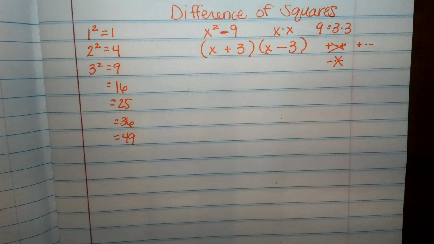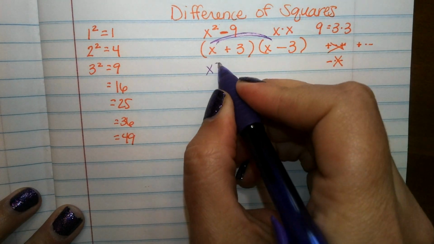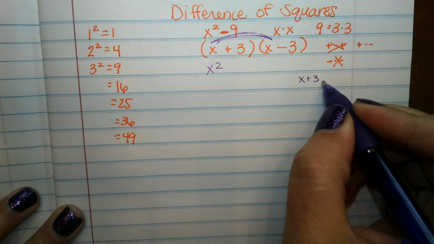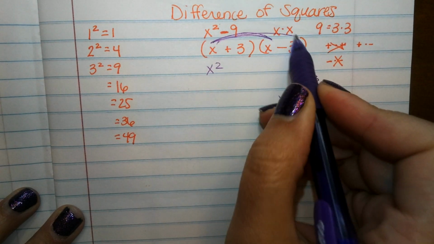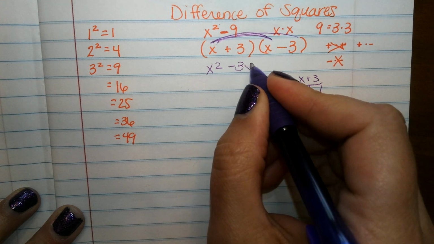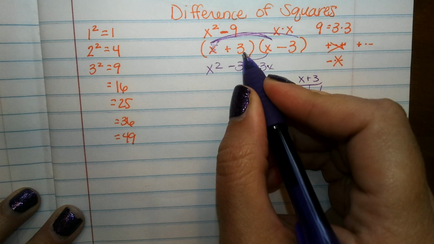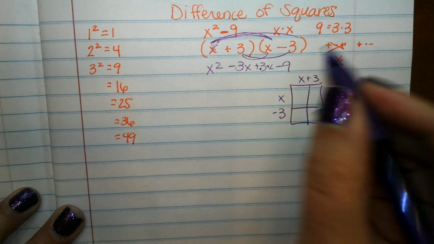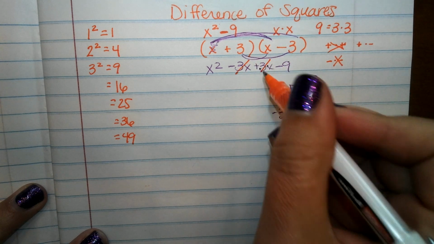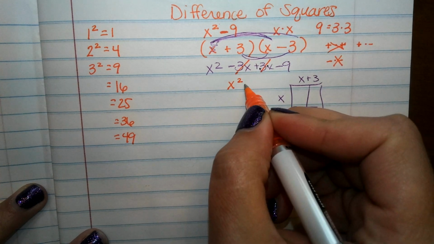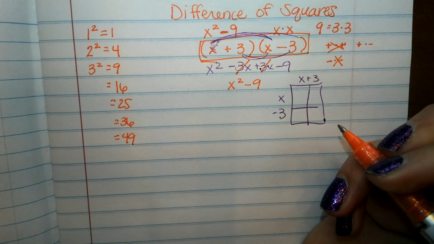Okay, now I can double check this. x times x is x squared, or if you'd rather make a box, this is what it would look like. Then we take x times negative 3, that's negative 3x. We're done with x. 3 times x is 3x. 3 times negative 3 is negative 9. Now, if I look at simplifying this, negative 3x plus 3x is 0, that's gone. So we're back to x squared minus 9. So this was indeed the way to factor it.